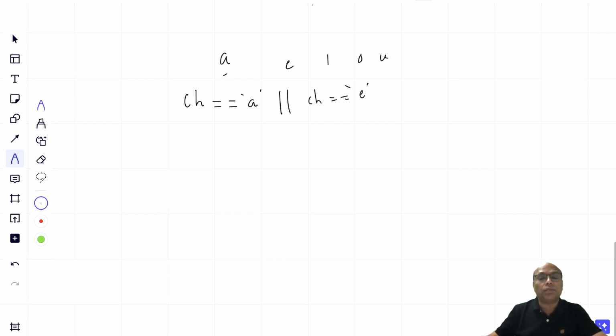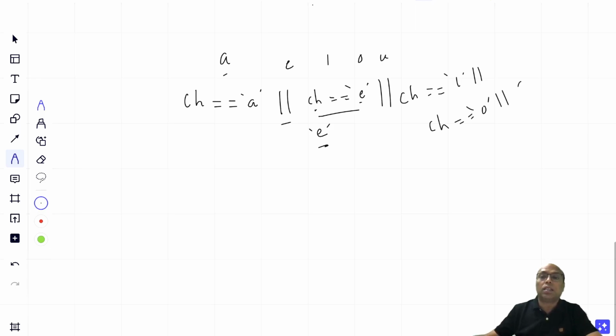E. Some people ask me, sir, why don't you put an E directly? If you put E directly on the right-hand side of the comparison, a non-zero value will directly give you 1. So you need to compare the ASCII value with this ASCII value. Or CH is equal to I, or CH is equal to O, or CH is equal to U, because any one of the conditions needs to be satisfied. Okay, let's write a program.